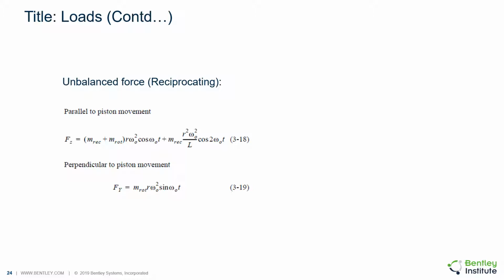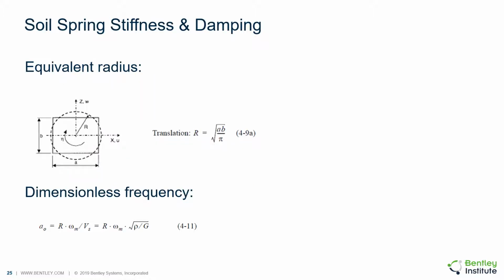The first part of the equation, that varies with the frequency of the rotation omega 0, represents the primary force, and the second part, that varies at twice the frequency of rotation, represents the secondary force. The equation 3-19 represents the unbalanced forces perpendicular to the piston movement. As mentioned before, these are only used if you ask the software to calculate the unbalanced force as opposed to directly entering those. Dynamic analysis of machine foundation requires computation of soil spring stiffness and damping.